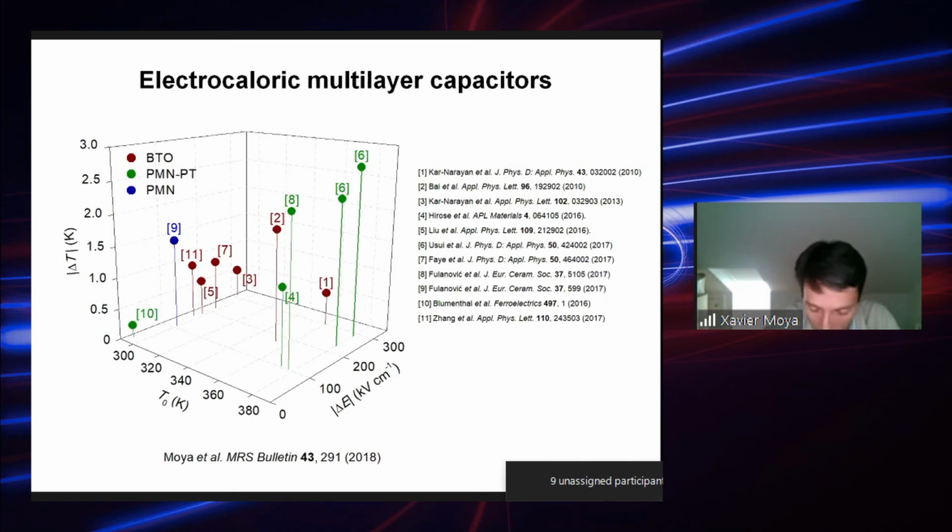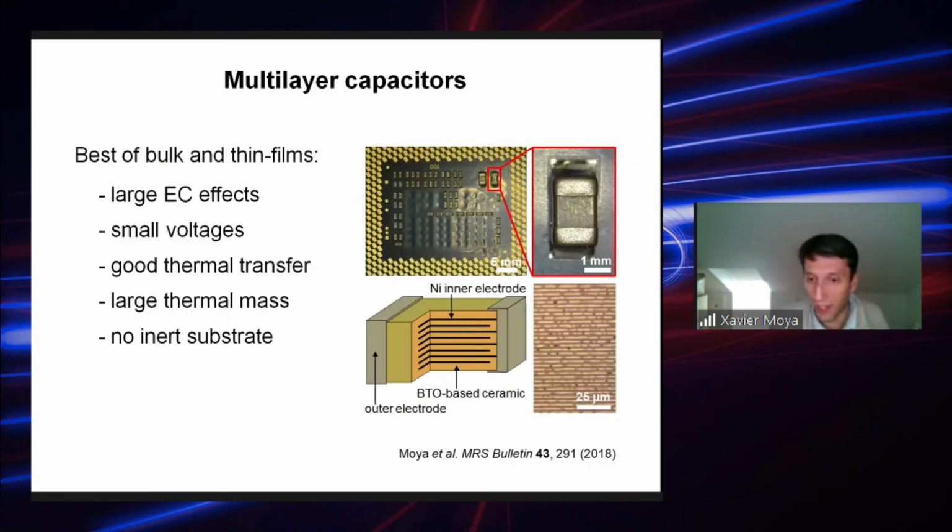So a few years ago, we were trying to improve the electrocaloric performance of these capacitors, because traditionally they were made of conventional ferroelectrics. For instance, the one that I showed you in the previous slide is made of barium titanate, which is perhaps the most famous ferroelectric material. But barium titanate is not a very good electrocaloric material.